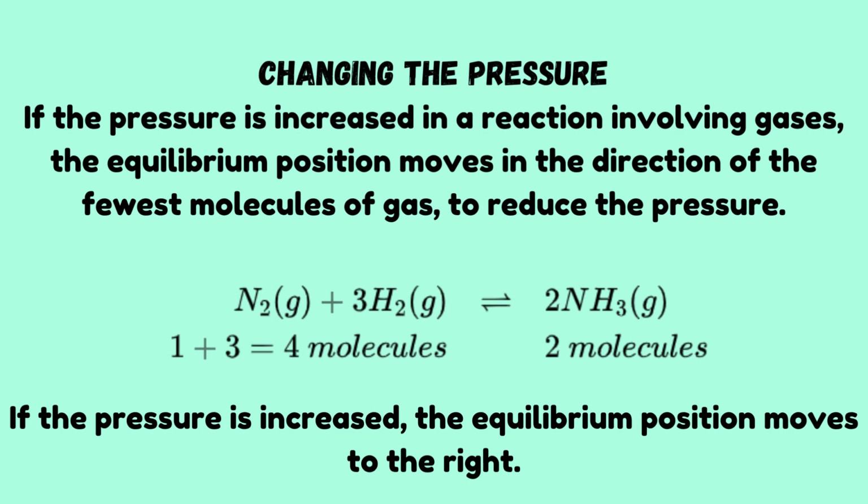And when you change the pressure, if the pressure is increased in a reaction involving gases, the equilibrium position moves in the direction of the fewest molecules of gas to reduce the pressure. N2 plus 3H2 gives 2NH3. If the pressure is increased, the equilibrium position moves to the right.